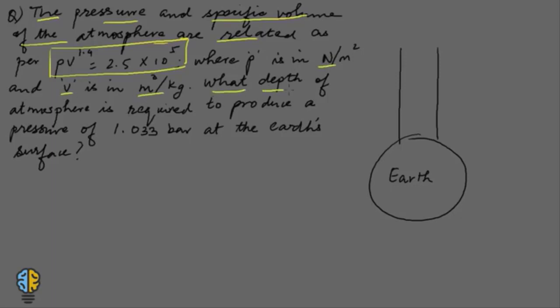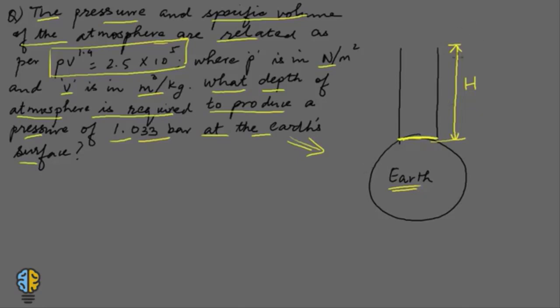Now, what is the depth of atmosphere that is required to produce a pressure of 1.033 bar at the Earth's surface? Okay, so let's have a look at this diagram over here. So let us say this is the Earth, and you have a vertical column of atmosphere on top of it, and let us say the height of the atmosphere that is required is capital H. Okay, and this H will produce a pressure of 1.033 bar at the surface of the Earth.